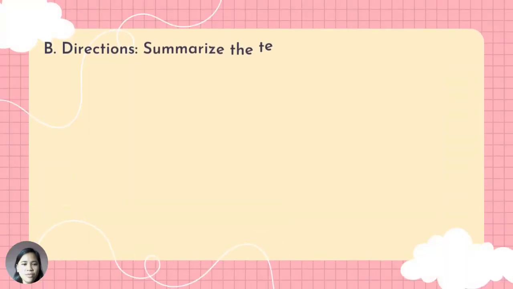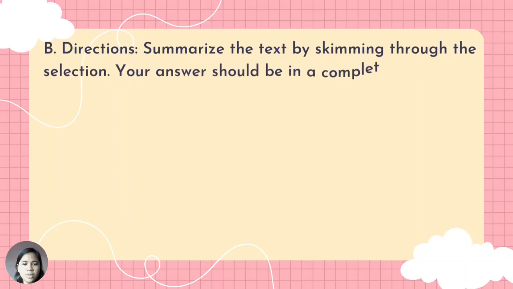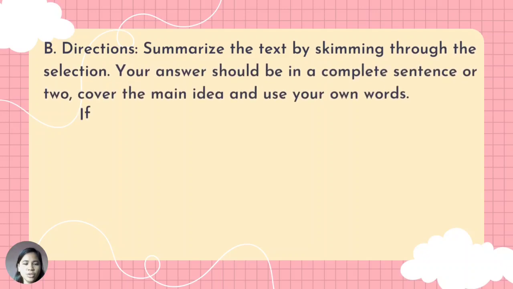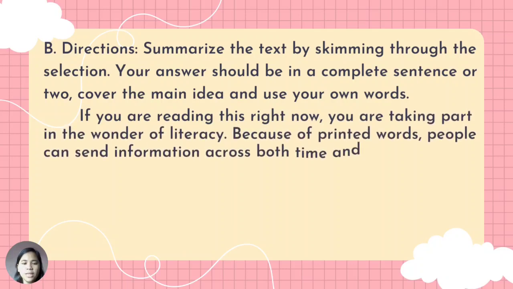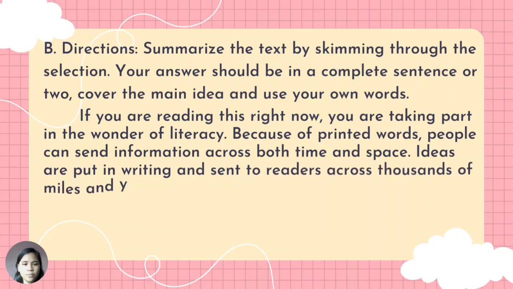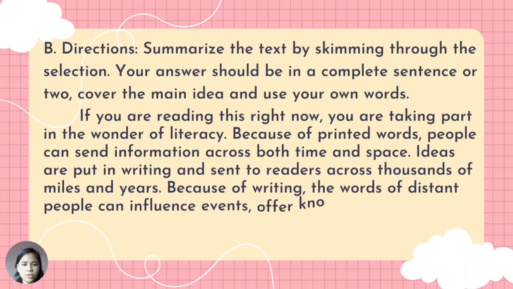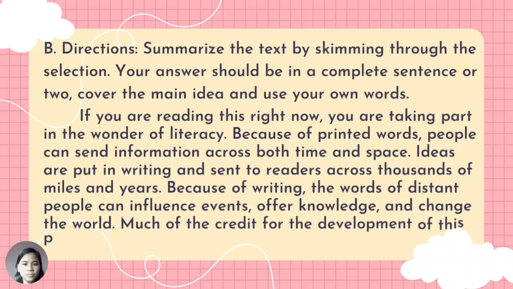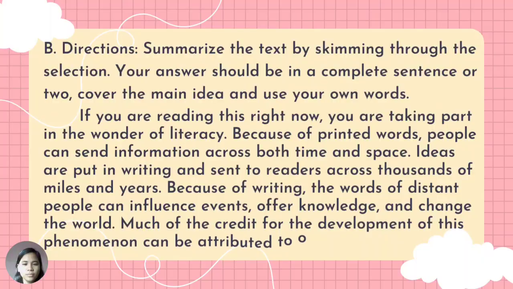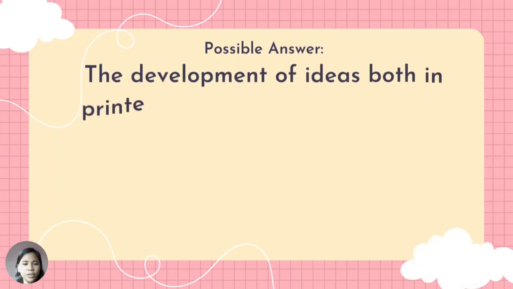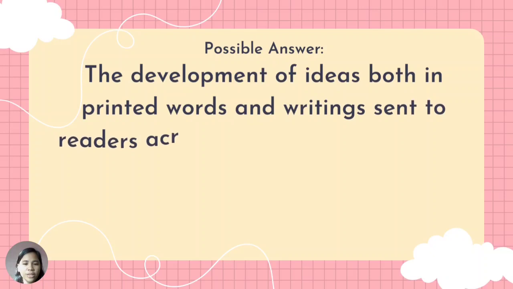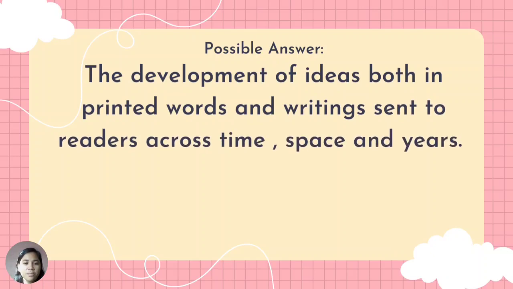This time, let us have this activity. You have to summarize the text by skimming through the selection. Your answer should be in a complete sentence or two. Cover the main idea and use your own words. Read the selection. And this is the possible answer. The development of ideas both in printed words and writing sent to readers across time, space, and years.